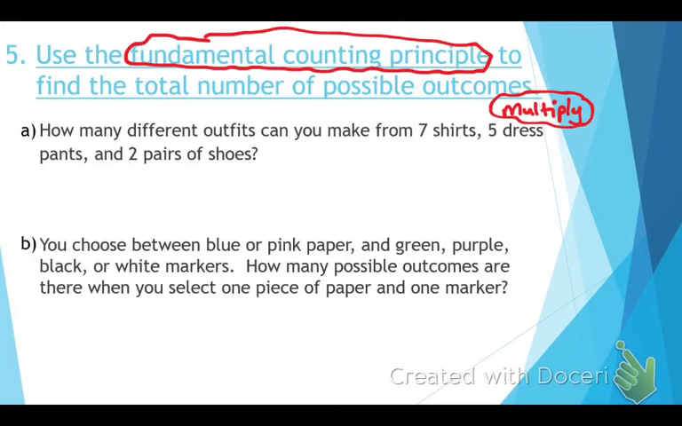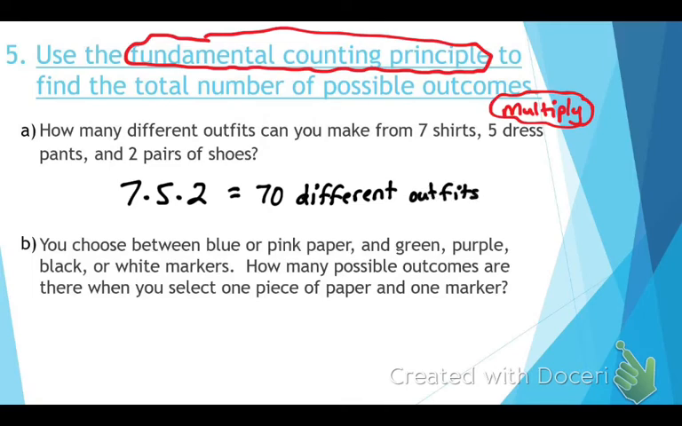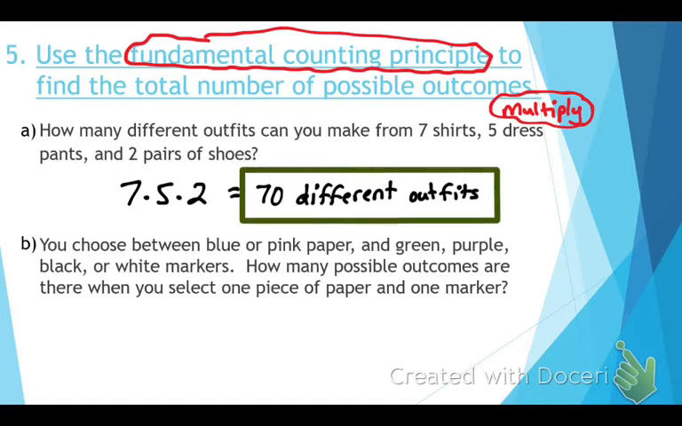So this first question says, how many different outfits can you make from 7 shirts, 5 dress pants, and 2 pairs of shoes? What should I do with those numbers, class? Multiply them together. When you do that, what do you get? 70 possible outcomes. Okay, 70 different outfits. I do not care what words you put, but please make sure, because it is a modeling real life type problem, that you have units attached. Let's go to the next one.